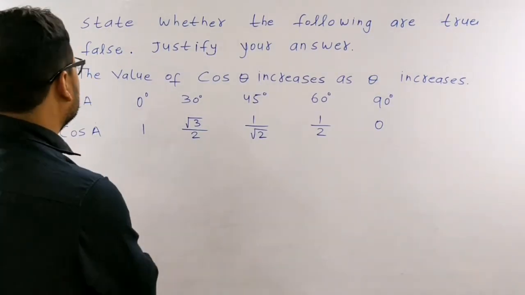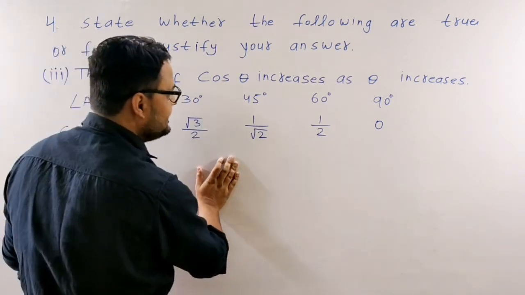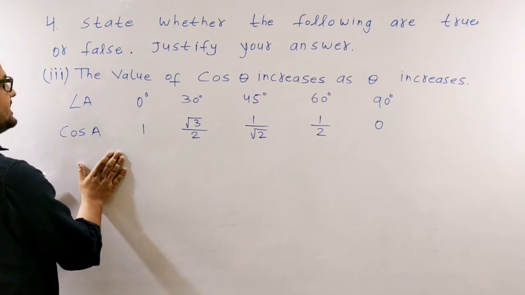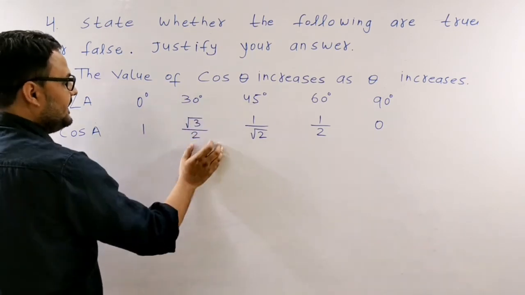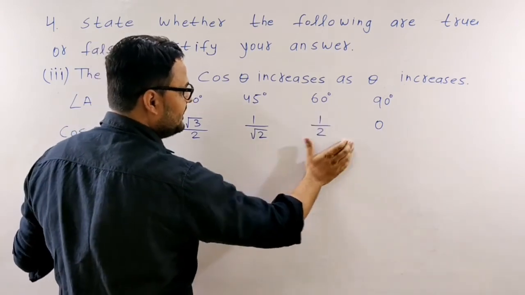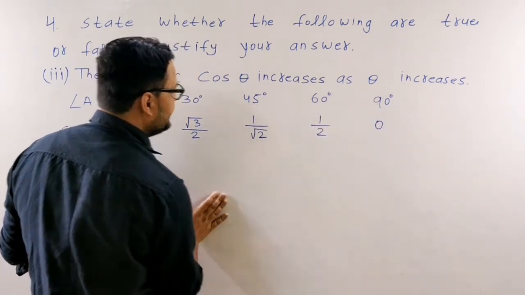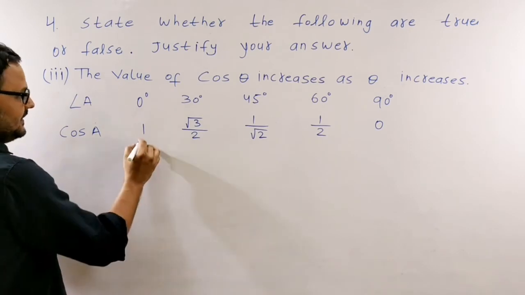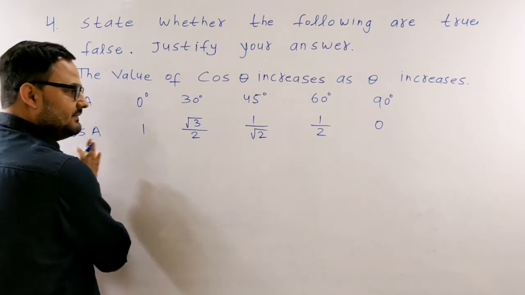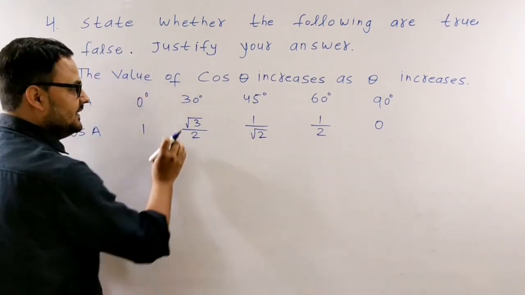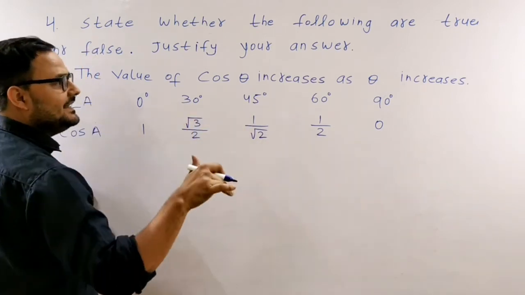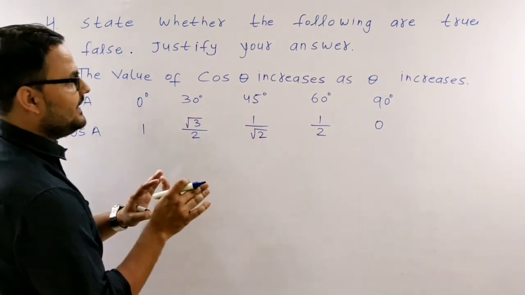Now the third one, the value of cos theta increases as theta increases. For any angle A, we know cos 0 equal to 1, cos 30 equal root 3 by 2, cos 45 is 1 by root 2, cos 60 is 1 by 2, and cos 90 is 0. So if we check, cos 0 is 1, cos 90 is 0. So increasing order is not possible. No need to check the middle one. 1 to 0, it's decreasing. It decreases, it does not increase.